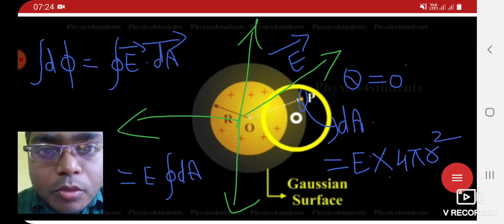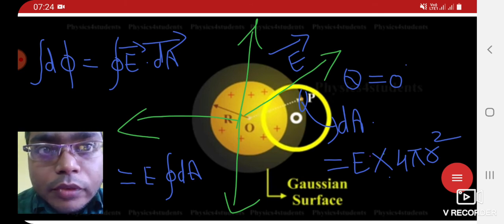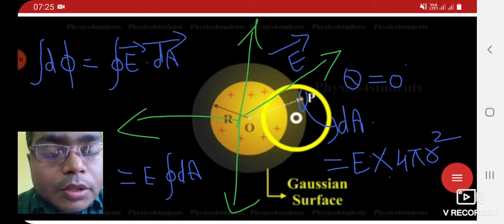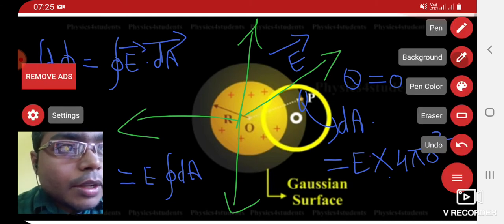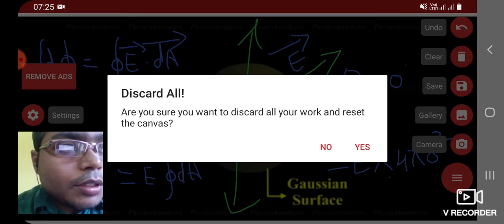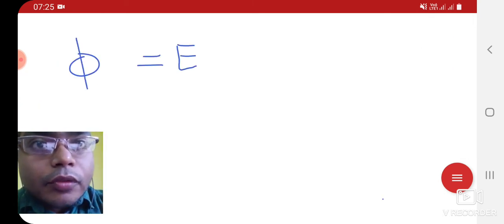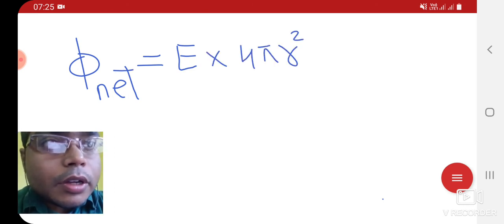Here you can see that small r is the radius of the Gaussian surface, and what is the shape of the Gaussian surface? It is spherical, and you know the surface area of a sphere is given by 4 pi r square. So we can write E multiplied by 4 pi r square. So this is the net flux, right? Phi net will come out as E into 4 pi r square.